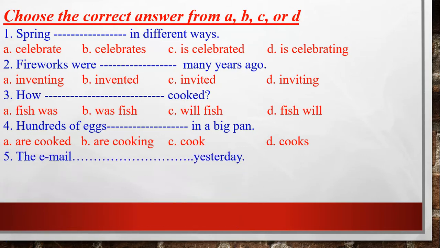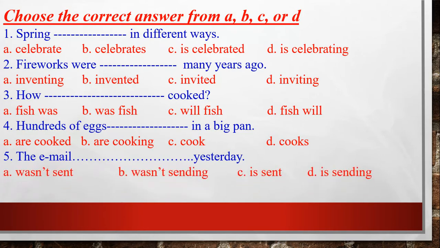Question number 5. The email space yesterday. This sentence is in the passive because we started with an object. Okay. Wasn't sent, wasn't sending, is sent, is sending. This sentence is in the past, so I must use verb to be in the past, was or were. The email is a singular noun, so we will use "was." After "was," we use the verb in the past participle form. So the correct answer is "was sent." A, was sent. Let's continue.